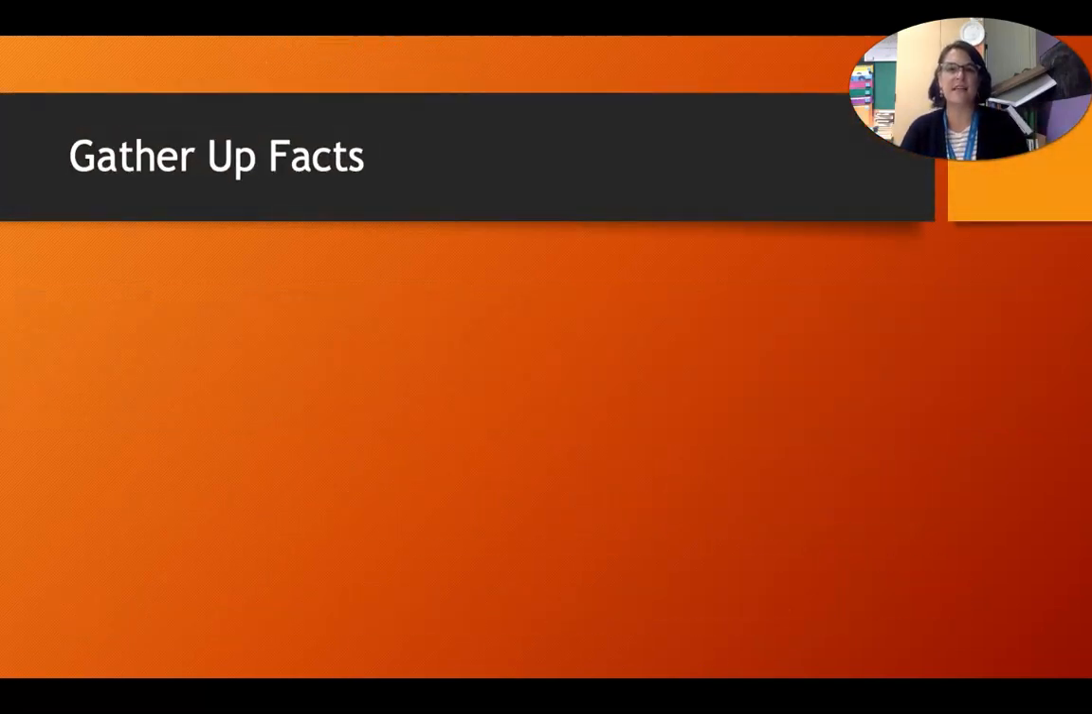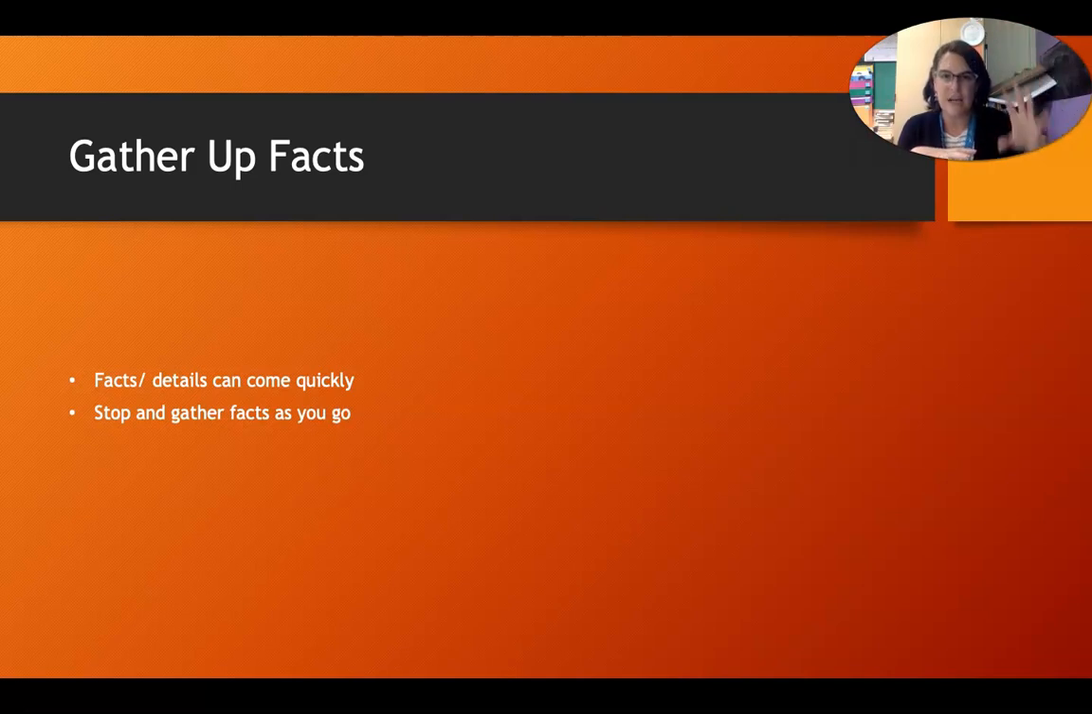So the very first thing is we want to actually start gathering up the facts, collecting evidence. Things we want to do while we do this is remember that facts and details can come very quickly in a text as we're reading it. So we really want to stop and gather facts as we go. We don't necessarily want to read the entire thing and then try to pick up facts from everywhere.